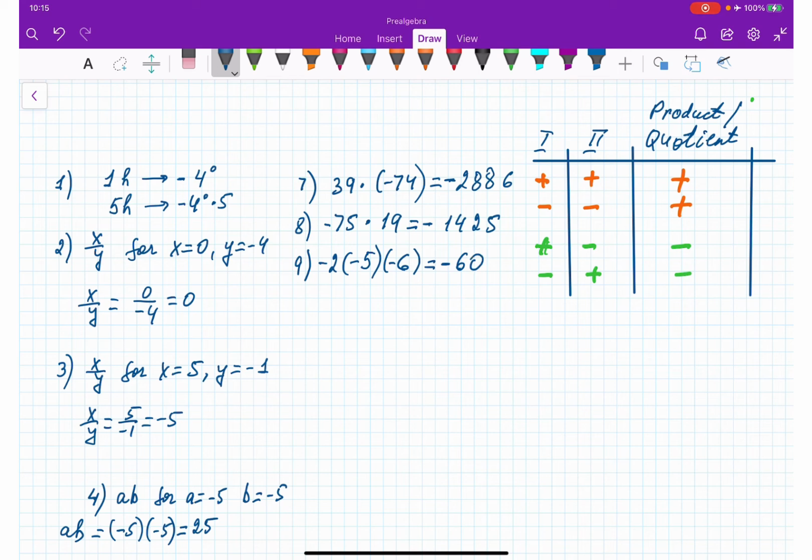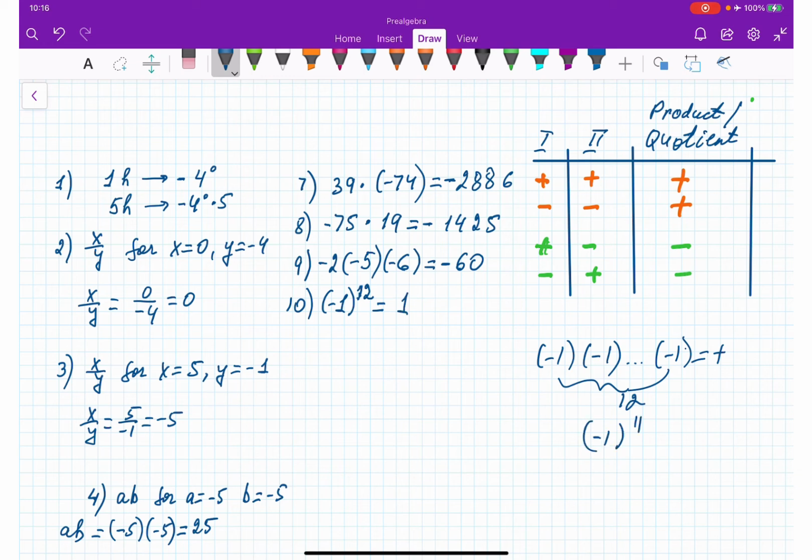Question number 10. Negative 1 to power 12. Okay. This is the same thing. See, negative 1, you multiply 12 times, right? Which is even. Therefore, the result is going to be positive. So it's going to be positive 1. But if I would have negative 1 to power 11, which is odd, then the result would be negative 1. Okay, that would be a different story.